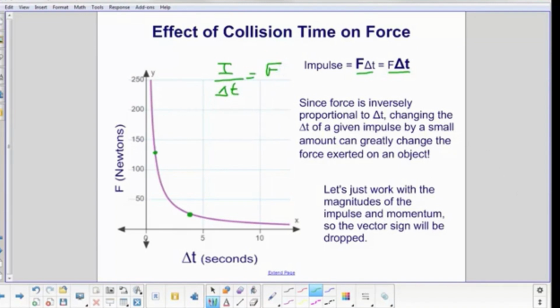Now we're just going to work with the magnitudes of the impulse and momentum going forward, so we're going to leave the vector sign out for now. The bold here is to show that if delta t is small, F is large. If delta t is large, F is small.